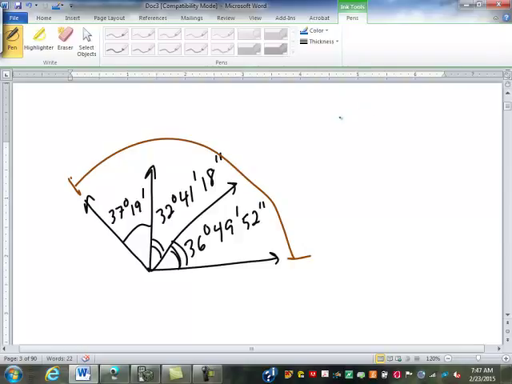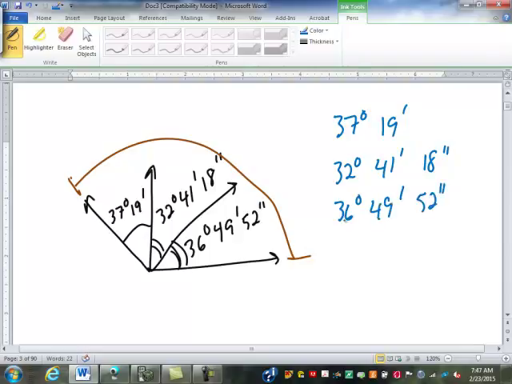Okay, so how do I write that out? 37 degrees, 19 minutes. 32 degrees, 41 minutes, 18 seconds. Okay. 36 degrees, 49 minutes. Perfect. And I'd probably put in 0 seconds up here just to fill in the missing spot. 0, 18, and 52 is 70. What's wrong with that? Mine's over 60. Over 60. So we're going to carry the 1 minute, and we're going to keep how much is left? 10 seconds. Good.